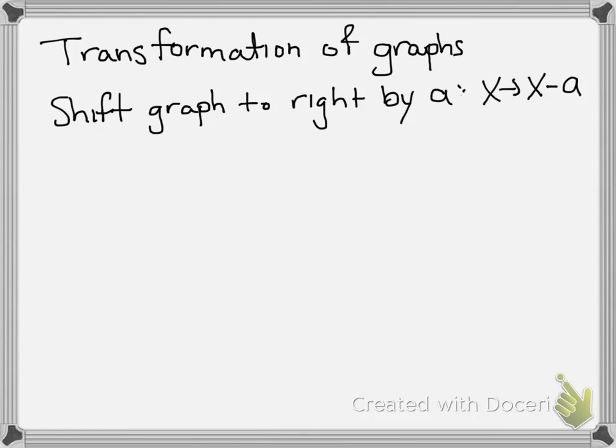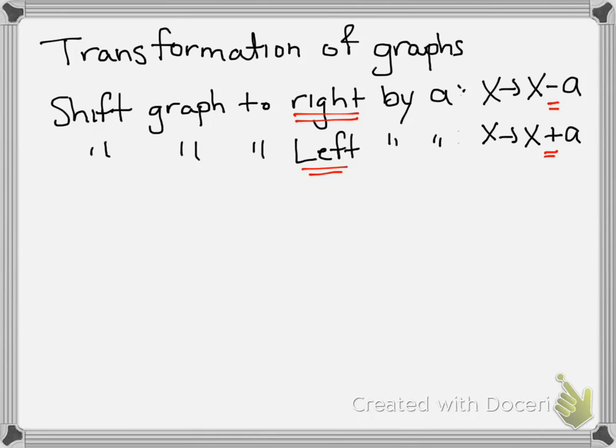To shift a graph to the right by a units, we want to substitute for x the value x minus a. Any place we see an x in our equation, we want to replace it with x minus a to shift our graph to the right. To shift the graph to the left, we substitute an x plus a. So let's look at an example.